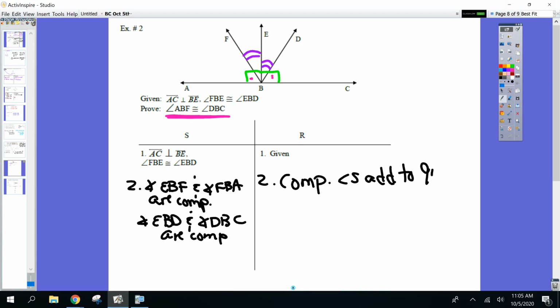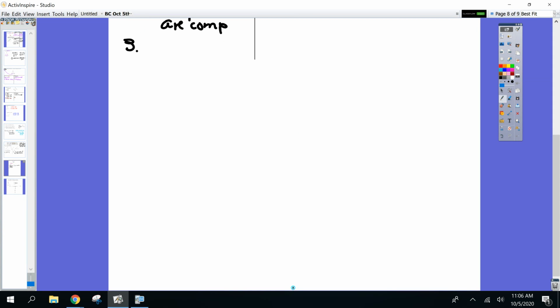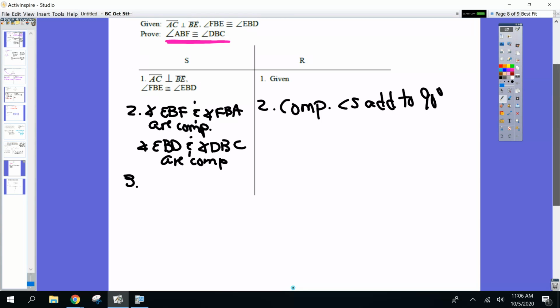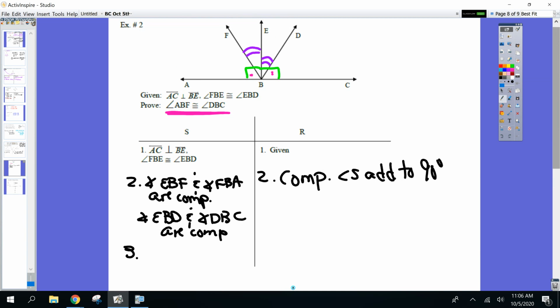The only thing I would not want and would not accept is definition of complementary. You guys are sitting in a chair. How do you know you're sitting in a chair? Definition of a chair, Mr. Carlino. That doesn't tell me you know what a chair is. Okay, so don't use definition of complementary there. Now, after you've told me they're complementary, we can finish this proof and say those complements, ABF and DBC, are congruent.